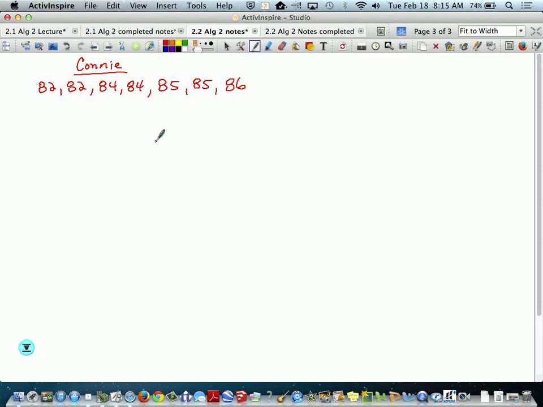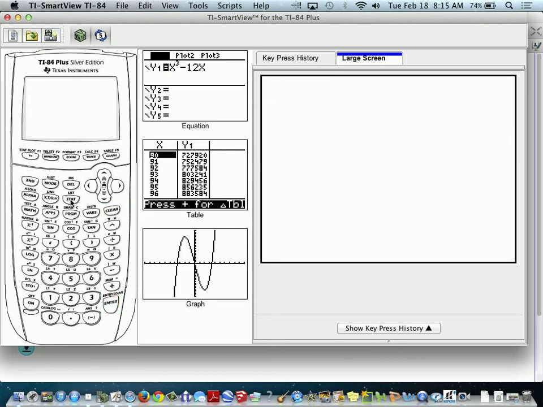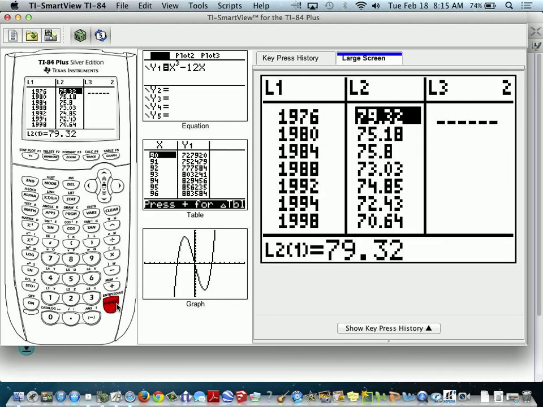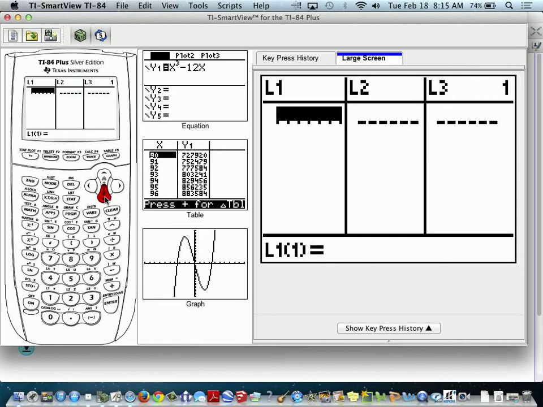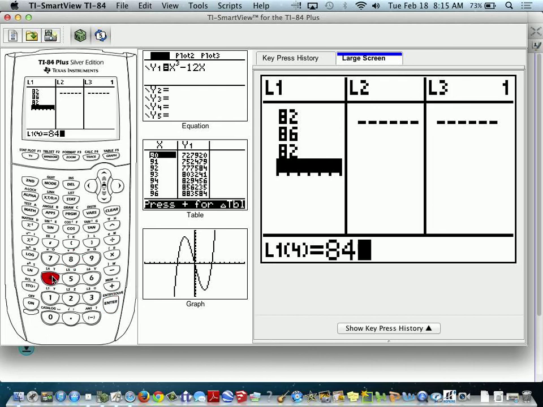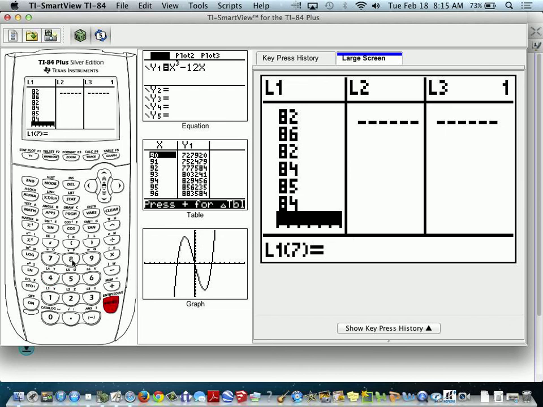But if we go into our calculator, I'm just going to clear that out. We're going to go stat and edit. I'm just going to clear out my lists. Again, we're going to do one variable statistics, so try to use list 1 if you have it. So I'm just going to put the numbers in like they were. 82, 86, 82, 84, 85, 84, 85. So those are my numbers. Get those entered into your list.